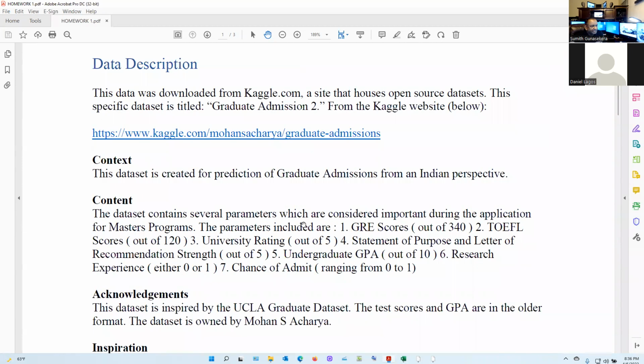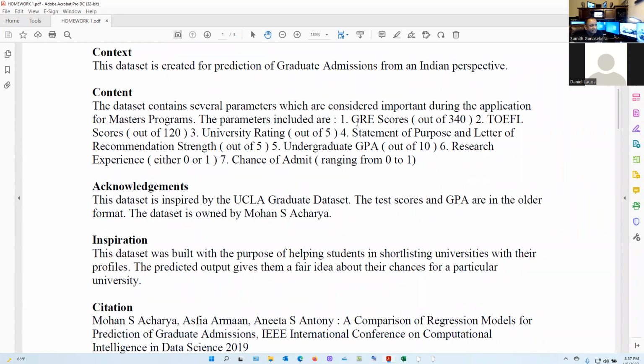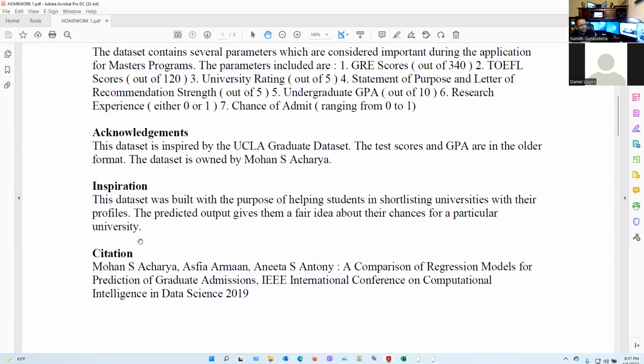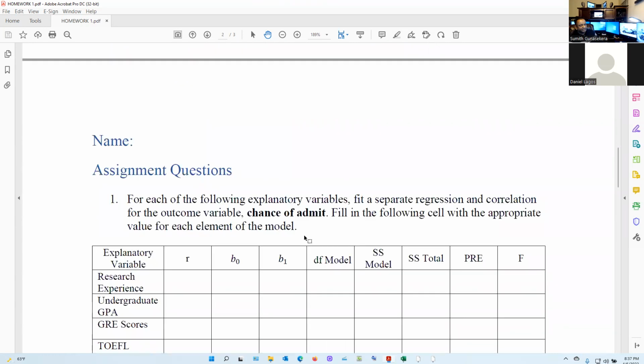This data set contains several parameters which are considered important during the application for a master's program. The parameters include the GRE, Graduate Record Examination. There are two types of GREs, one in English and the other in that particular subject. And the TOEFL, as I said earlier. University rating is out of 5, GRE out of 340, TOEFL out of 120, statement of purpose and letter of recommendation strength out of 5, undergraduate GPA out of 10, research experience either 0 or 1, and chance of admit. And this is the acknowledgement, inspiration, and citation. This is the person that put forward this one at that particular conference.